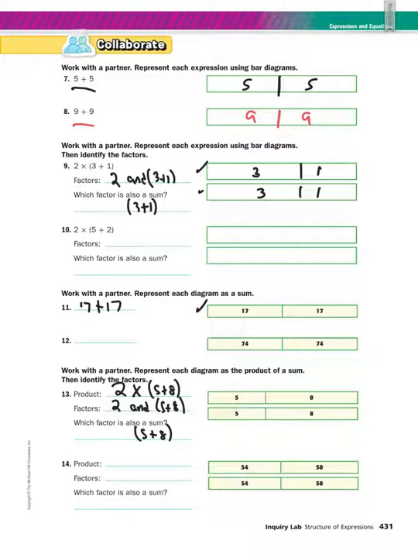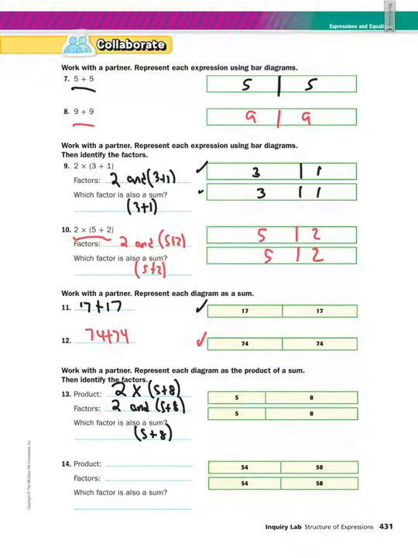Okay, for 10, we have our product of a sum, 2 times 5 plus 2, which means there's two groups of 5 plus 2. And the factors are 2 and 5 plus 2. Which factor is also a sum? 5 plus 2 is also a sum. Okay, in 12, we have this bar diagram, and you had to rewrite it as a sum, which is 74 plus 74.